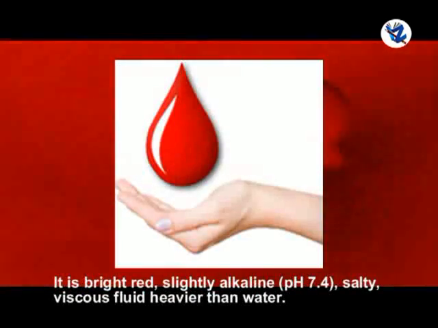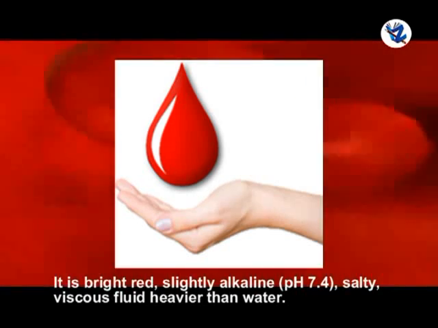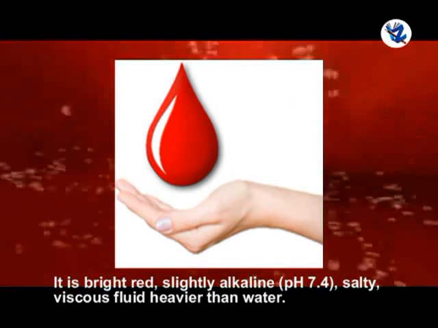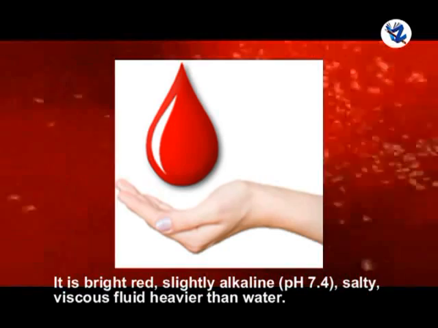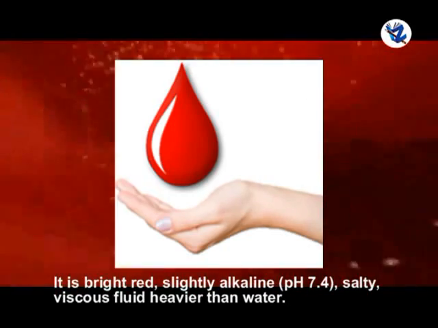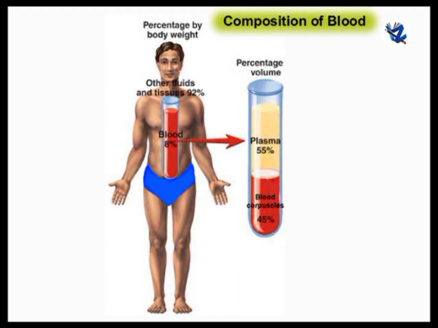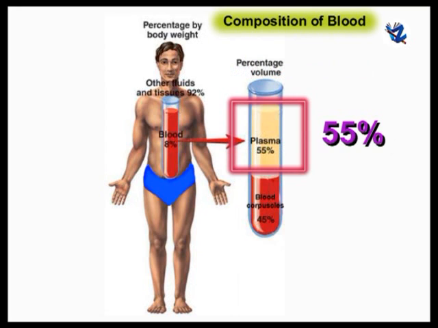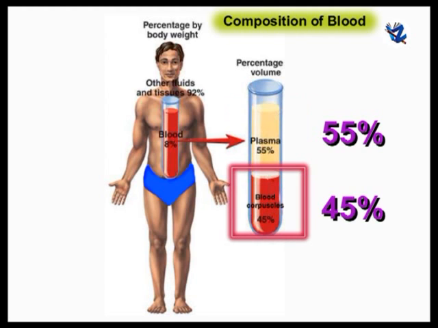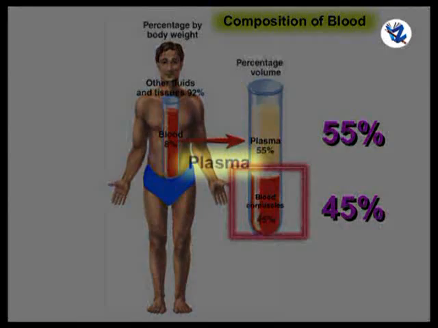It is bright red, slightly alkaline, that means having the pH 7.4, salty, viscous fluid heavier than water. The average size adult has about 5 liters of blood, which constitutes about 8% of the total body weight. Then the composition. Blood is composed of two main components, plasma 55% and blood corpuscles 45%.